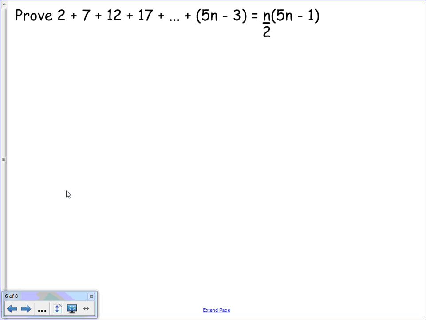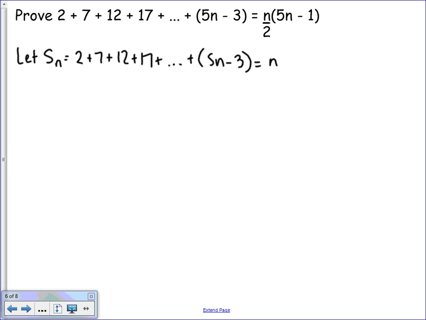I always start my proof with a statement. Let S sub n equal, okay, where I kind of write the problem. So that's how I usually start out my proof. Let S sub n equal 2 plus 7 plus 12 plus 17 plus 5n minus 3, and that's supposed to equal n over 2 times the quantity 5n minus 1.